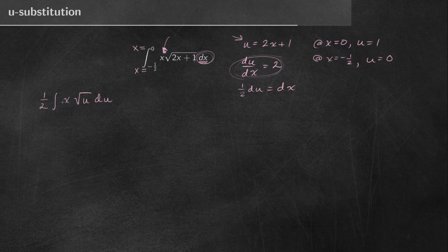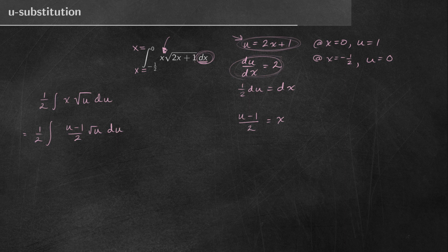So I do have to get rid of this extra x, and to do that, I'm going to come back to my u equation and solve it for x. So if u equals 2x plus 1, then I'm going to subtract 1 on both sides to get u minus 1, and then divide by 2 on both sides, and that will give me x. So now my integral becomes 1/2, x gets replaced with (u minus 1) over 2, times the square root of u, du.